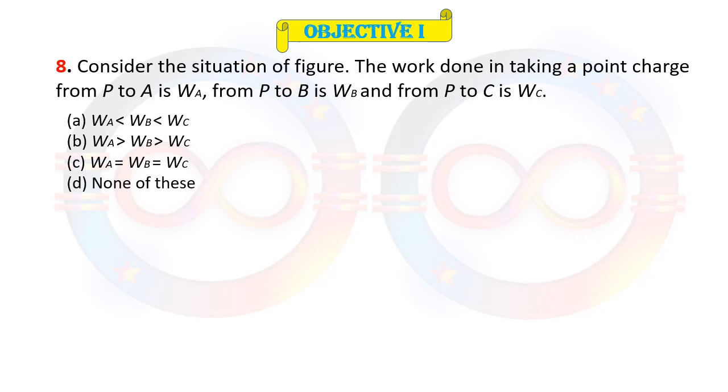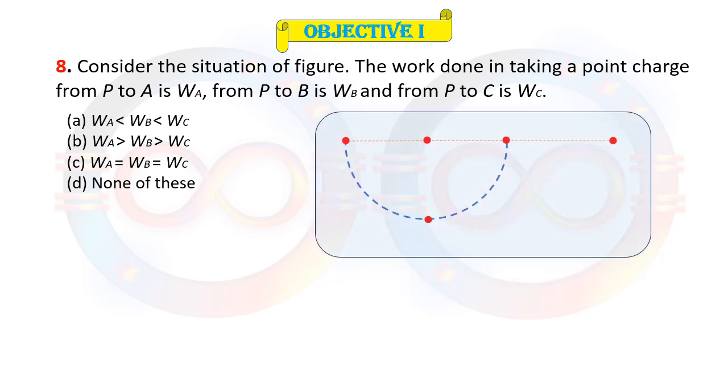Question number 8. There is a diagram given and the question is, there is a charge Q placed at the center, there is a point P, there are 3 points A, B and C. We have to carry another charge from P to A, B and C. What is the relation among their work done? So let us first think that the distance from the charge Q to point A, to point B, to point C will be the same, and take it as R.